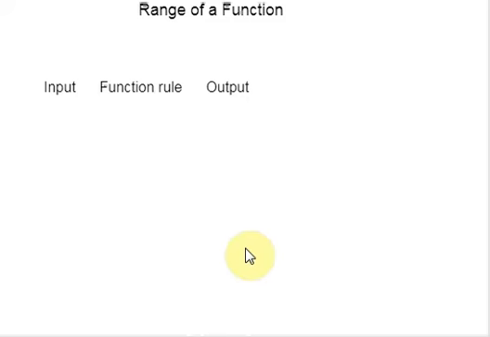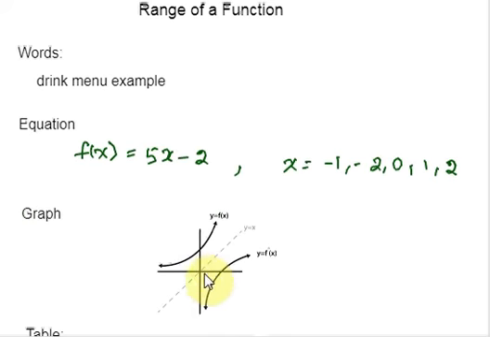A function can be represented in different ways. We can use words to represent the function, as we did in our drink menu example, what we just discussed. We can also use an equation, a graph, or a table to represent the function. Let me give you some example for each type of representation. Here are some examples for each type of representation. For words, you can consider the drink menu example, what we just discussed.